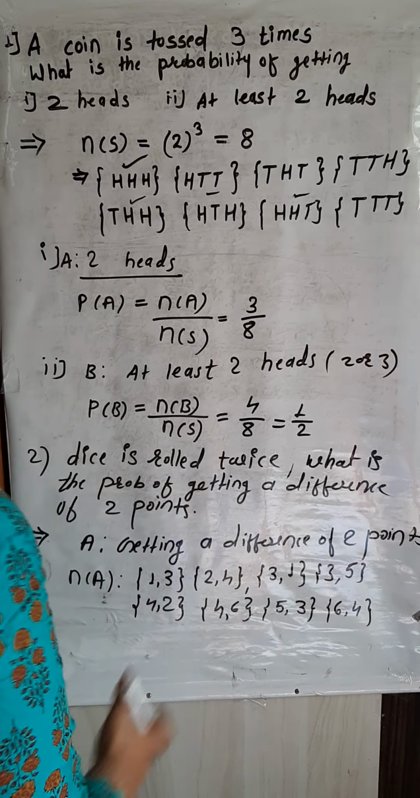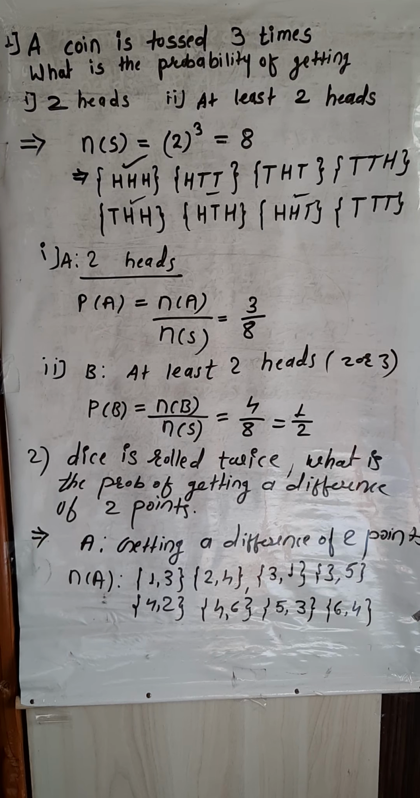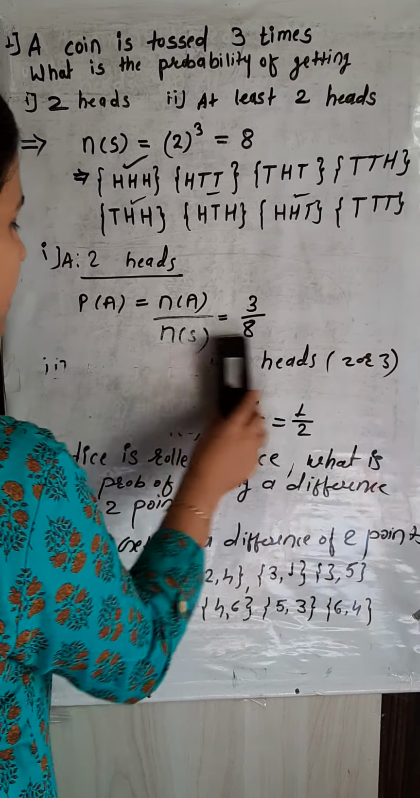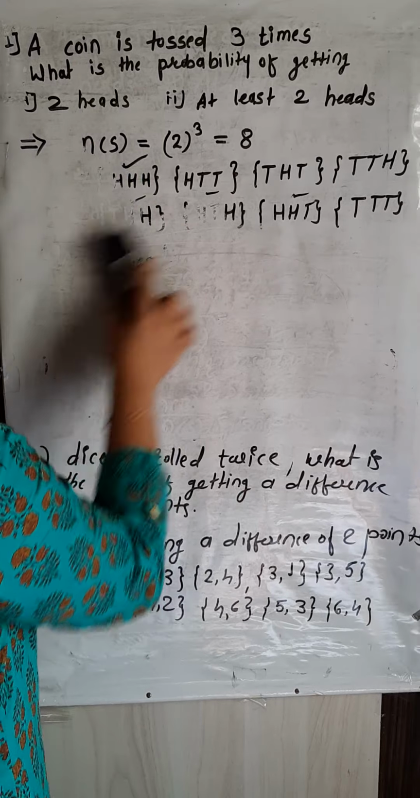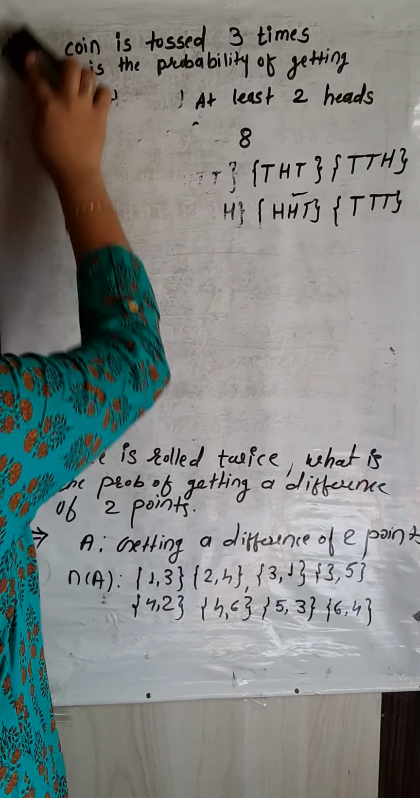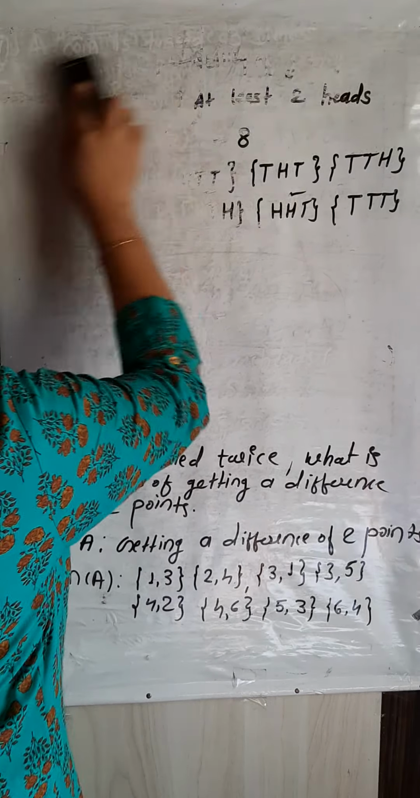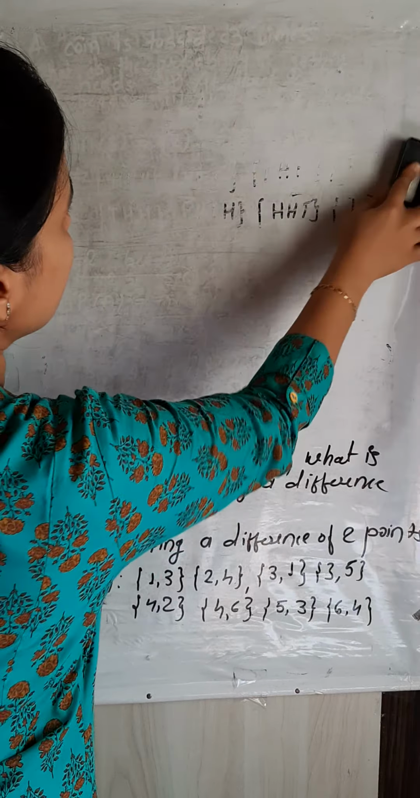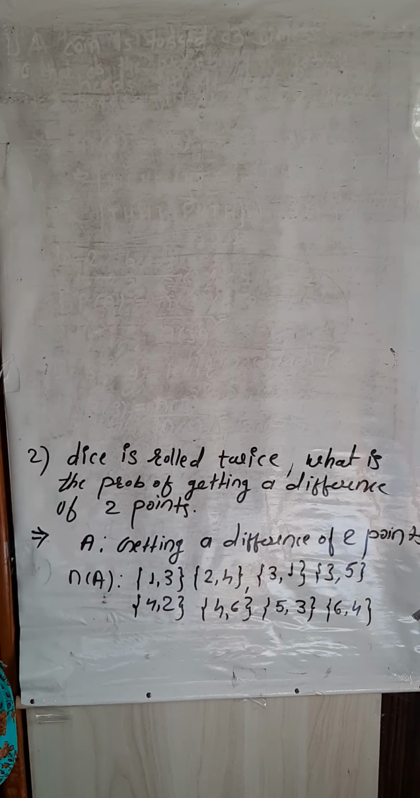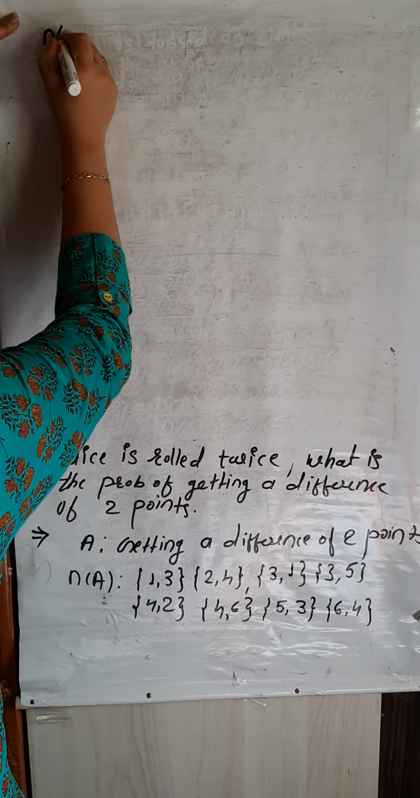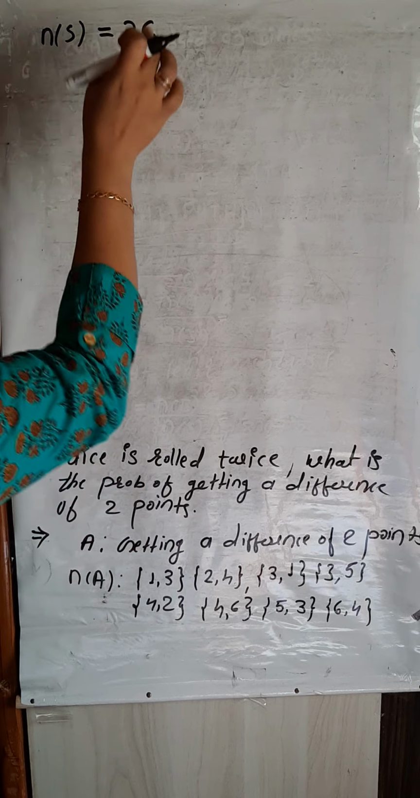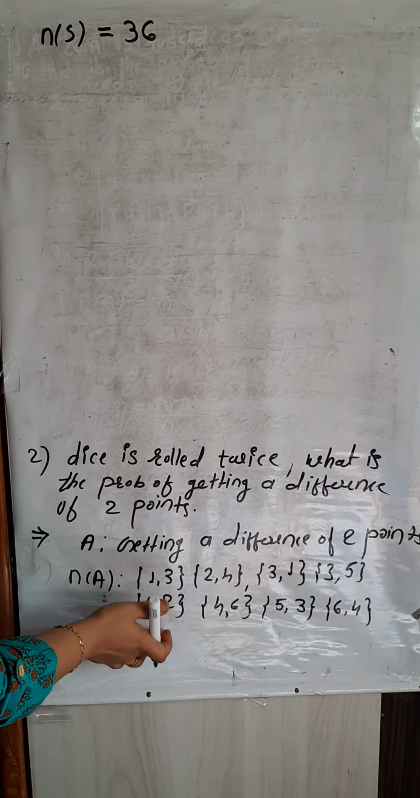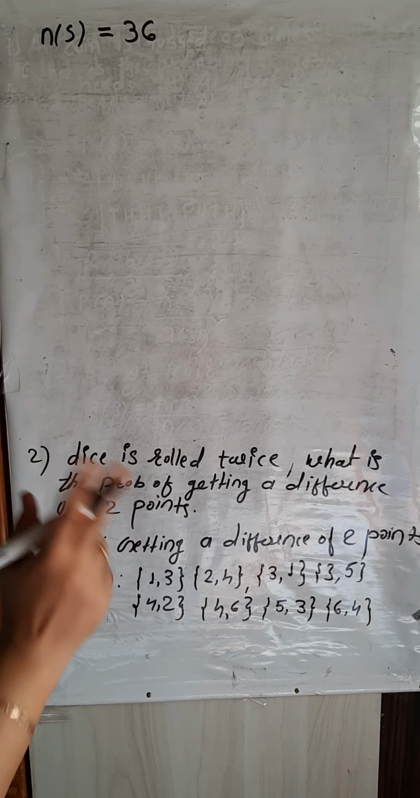1,3, 2,4. So out of 36, when dice is rolled twice, you will get 36 outcomes, because a dice is having 6 faces, and when you roll it 2 times you will get 6 square, that is 36 outcomes. Means our sample space n of S will be having 36 outcomes, and out of this 36, these 8 outcomes are having difference of 2 points.